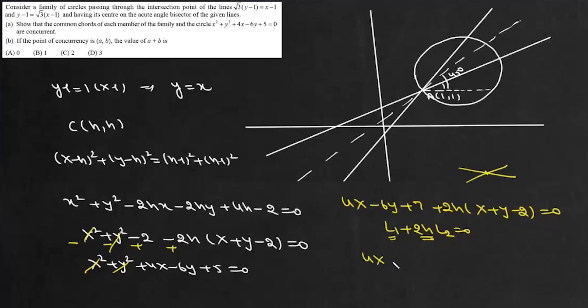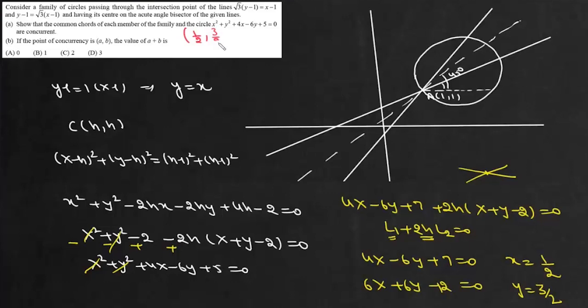So we have to find the point of intersection of 4x minus 6y plus 7 equals 0 and x plus y minus 2 equals 0. Now we'll multiply the second equation by 6, so it will be 6x, 6y and 12. If we add them, we'll get 10x equals 5, so the value of x is 1 by 2. When we put x as 1 by 2, we'll get y as 3 by 2. So basically that fixed point is (1 by 2, 3 by 2). Now that's your A and this is your B. We need to find the value of A plus B. The value of A plus B is 4 by 2, which is simply 2, and that's your option C.